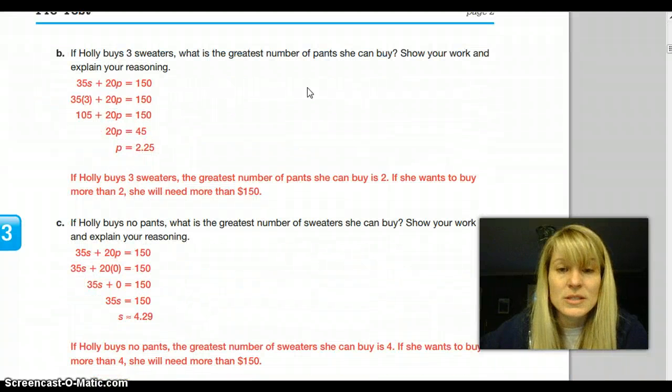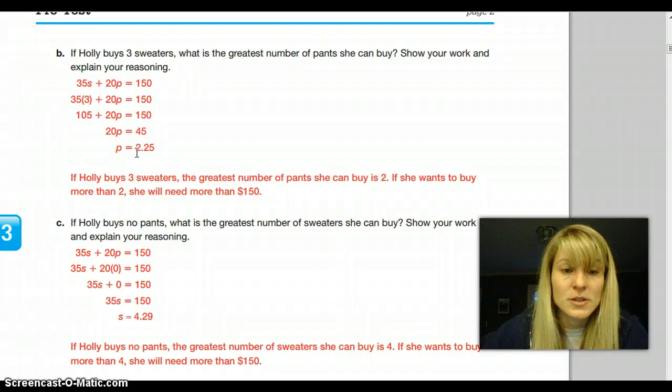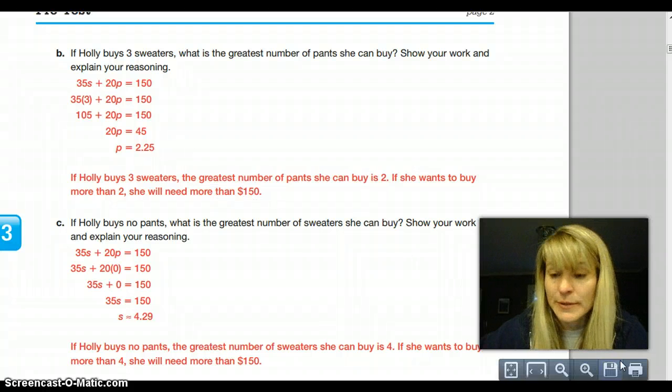So this one, she wants to sell 3 sweaters, so we have to plug in 3 for S and solve, and you get 2.25. And then you need a sentence. If Holly buys 3 sweaters, the greatest number of pants she can buy is 2. She can't go over 2, otherwise she'll exceed her limit.